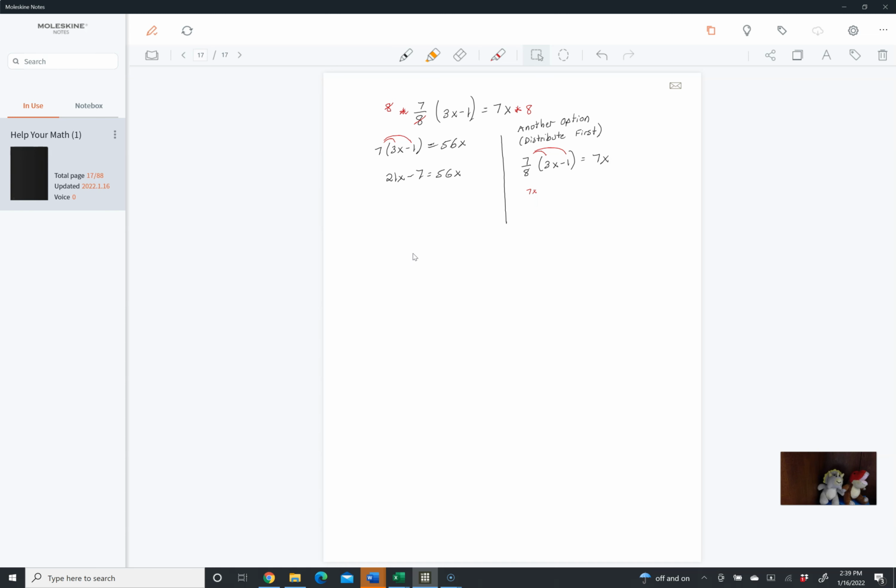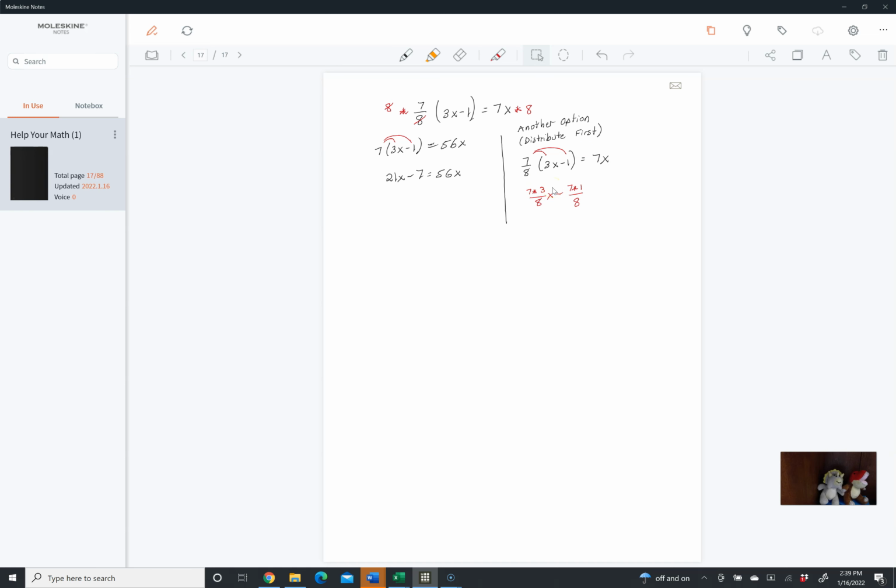So we get 7 times 3 over 8 minus 7 times, there's an x here, 7 times 1 over 8. And you can skip this step. This is just to break it up for those of you who like having it broken up first. So 7 times 3 is just 21.